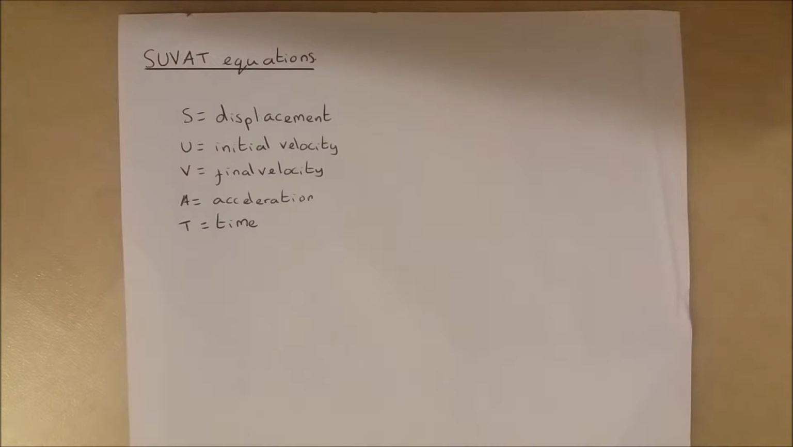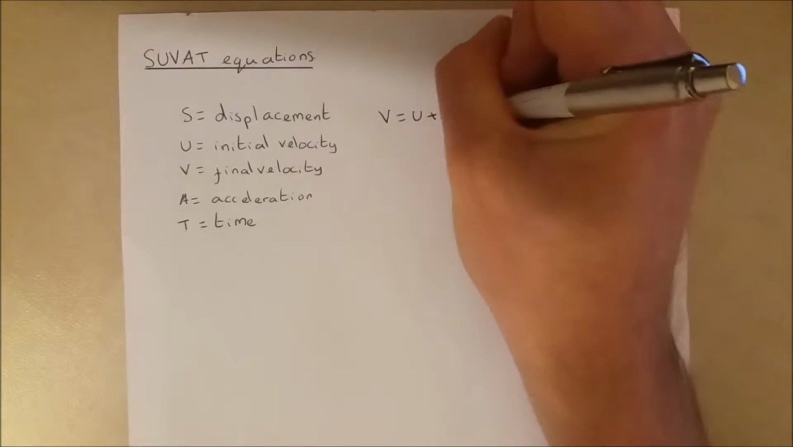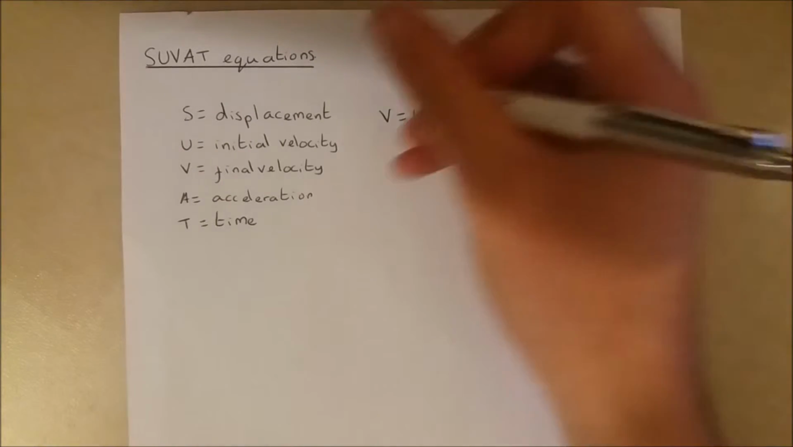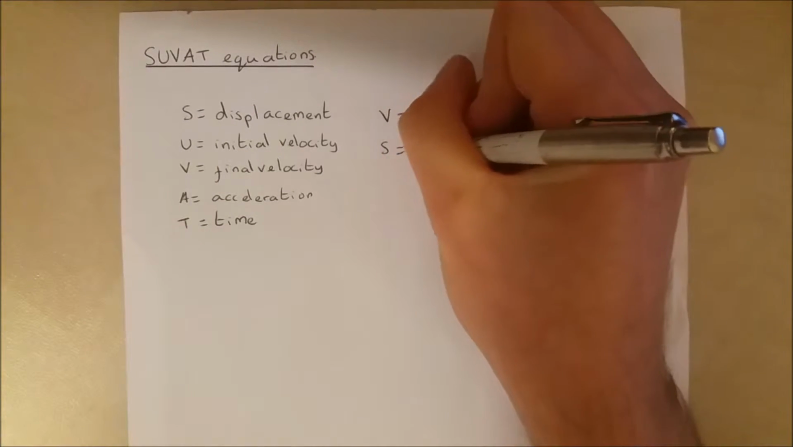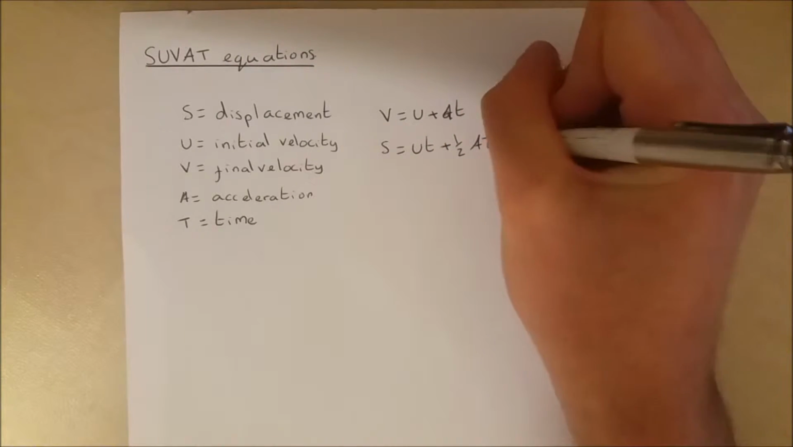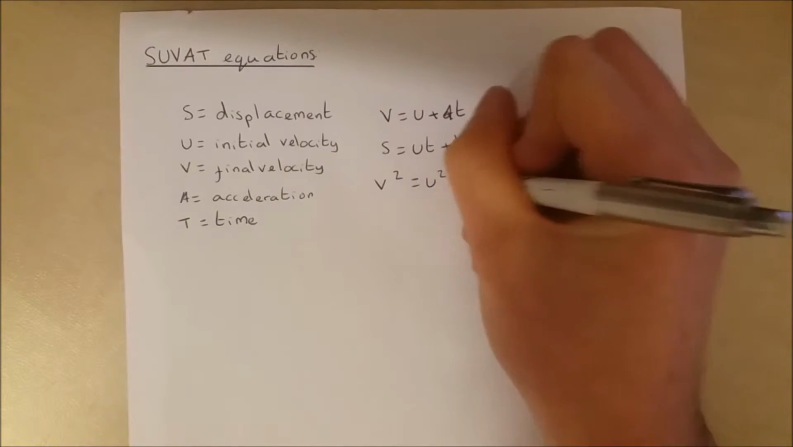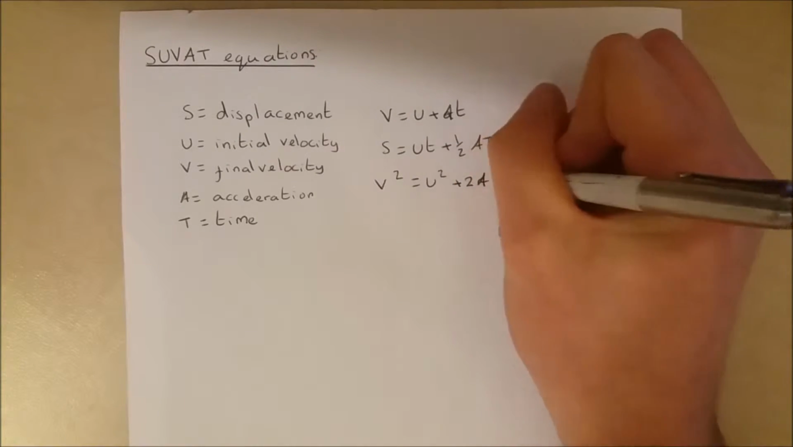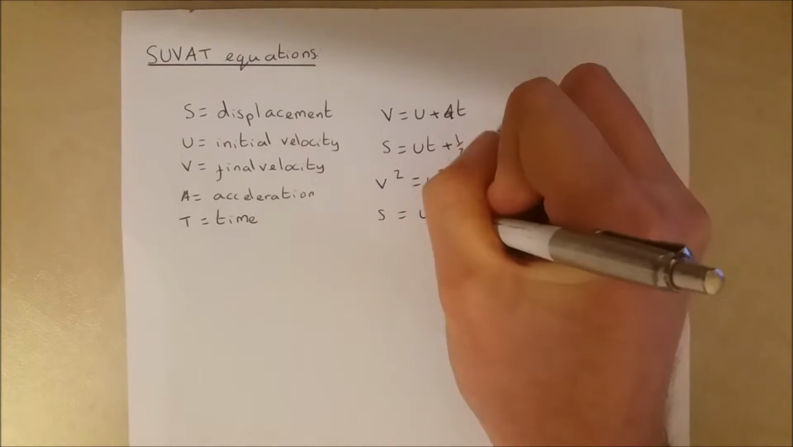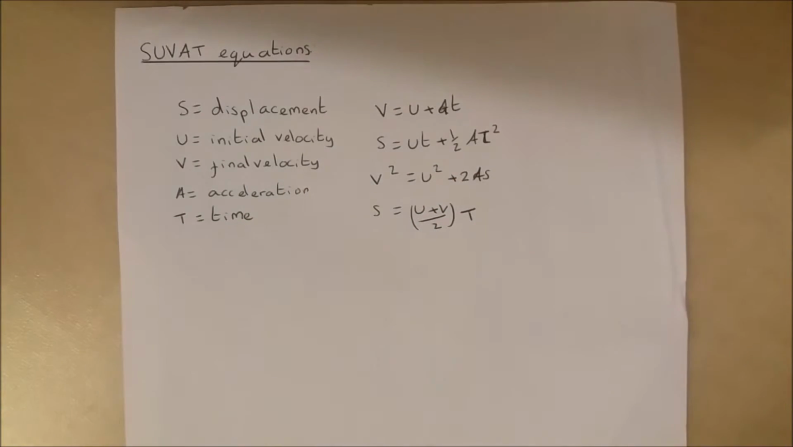There are four equations that you need to know, and they are V equals U plus AT. That should be capital A, as long as you know it's acceleration, it doesn't matter. S equals ut plus half at squared. V squared equals u squared plus 2as, and S equals u plus v over 2 times t. That's just the average of the two velocities.